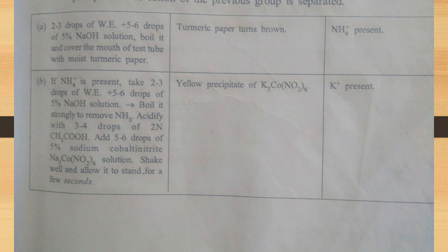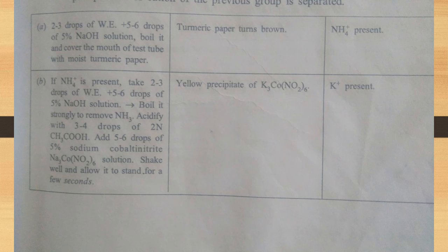If ammonium ion is absent, that means potassium ion may be present. For that, take a fresh water extract. Then to that you add 2 normal acetic acid and 5% sodium cobaltinitrate solution. Then at that stage, after heating, if you get a yellow precipitate, then report potassium is present.